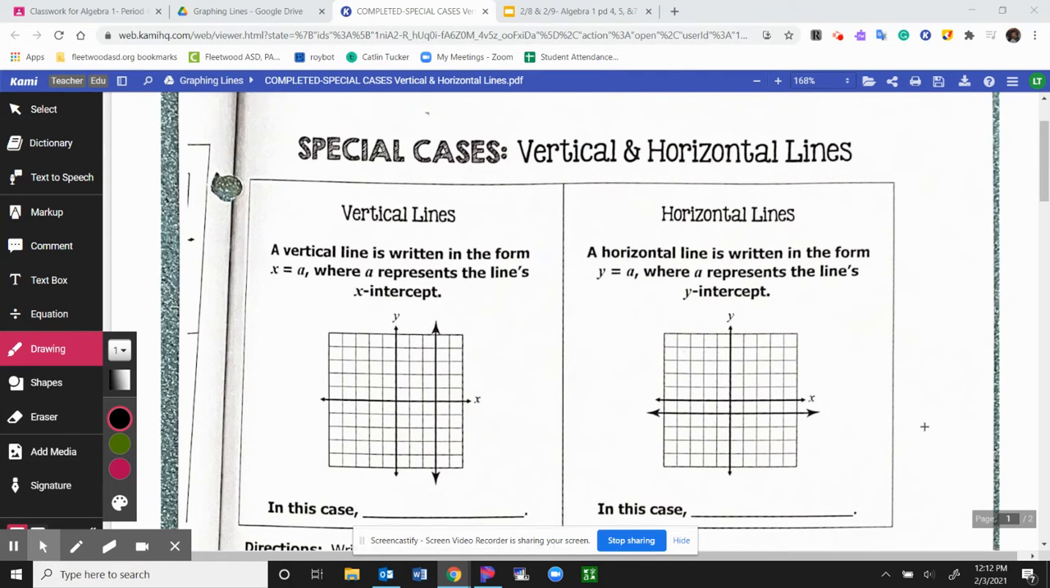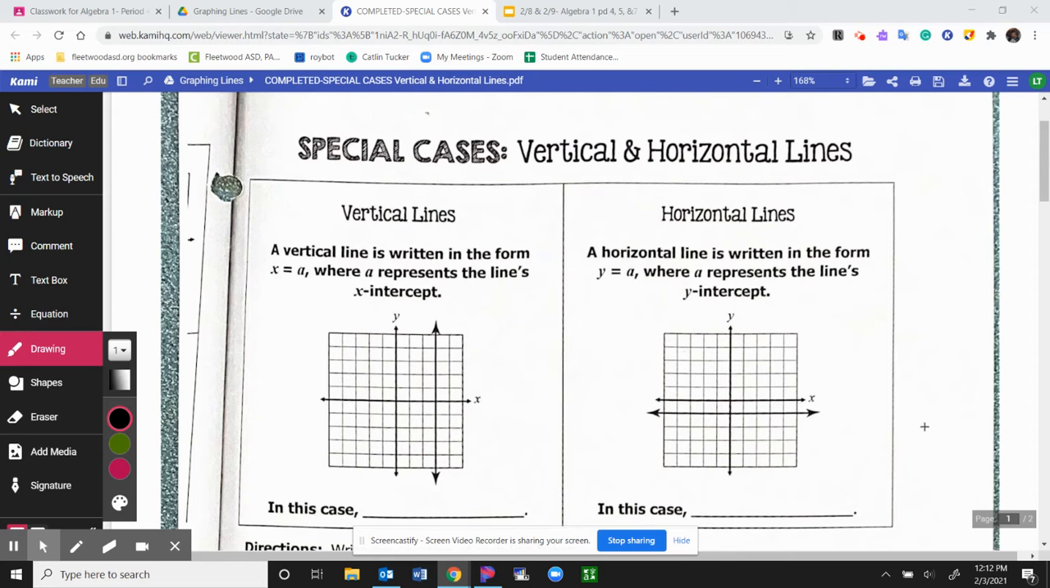Hi guys, I just want to go over today with you some special cases with graphing. Last class we graphed things that were in slope-intercept form, but if you remember from slope, there were two special cases, those vertical and horizontal lines, and the equations of those lines are also a little bit different. So I just wanted to go over them with you real quick.